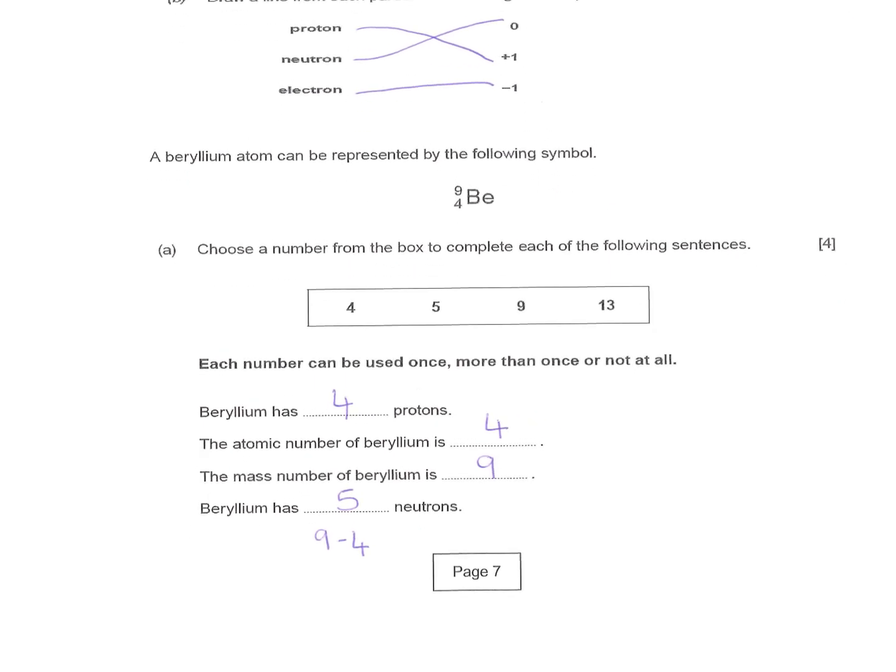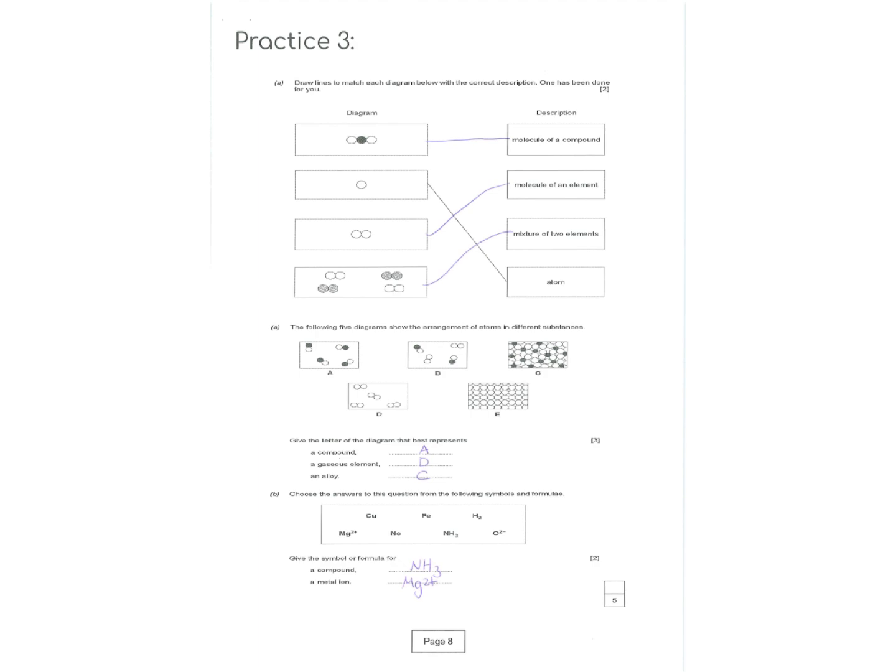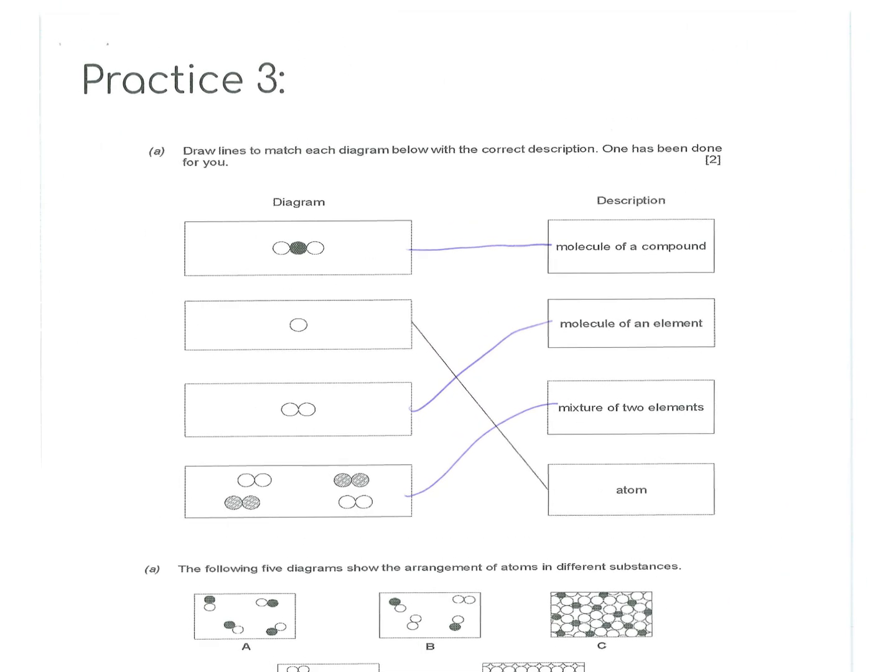Next little bit then, if you wanted to, you could have labelled that mass and then that atomic, just to help you. The mass number is the number of protons plus neutrons. The atomic number is the number of protons, which is equal to the number of electrons. So beryllium has 4 protons. Use the small number. Atomic number is 4. Mass number is 9. Neutrons, you do the mass number, take away the atomic number. Moving on then to elements, compounds and mixtures.